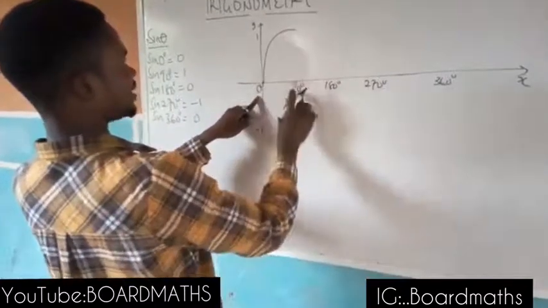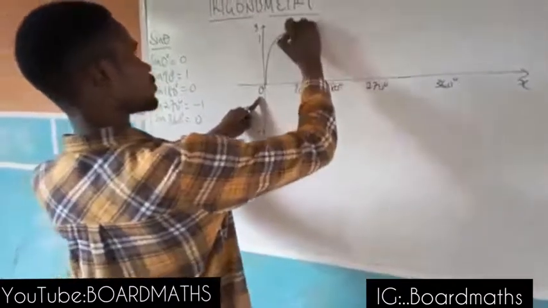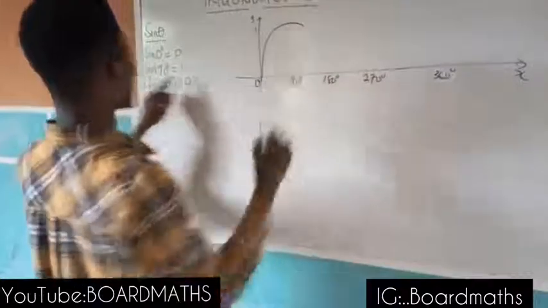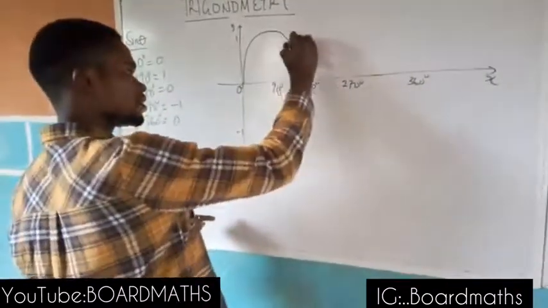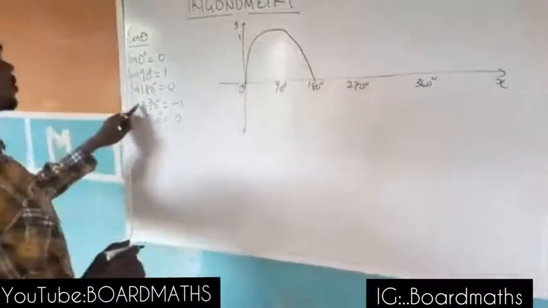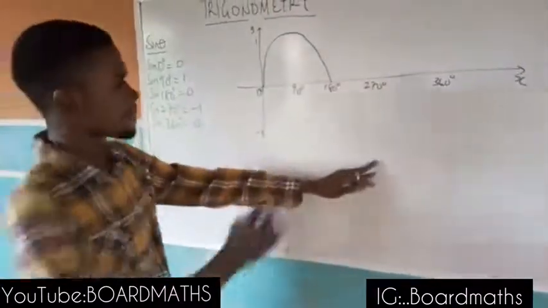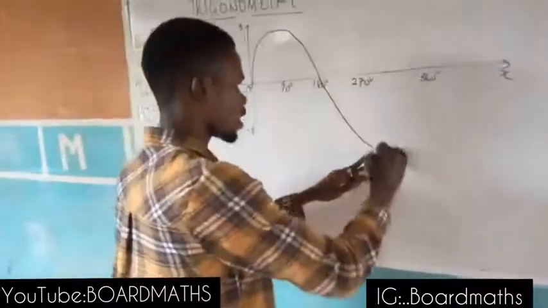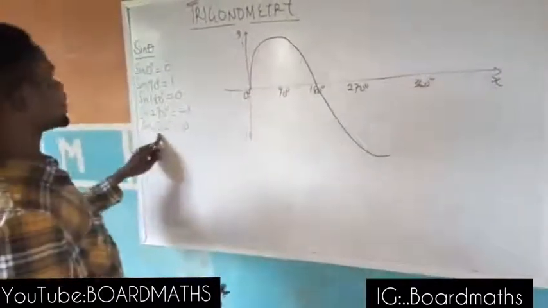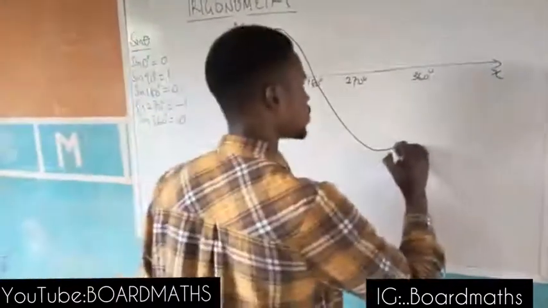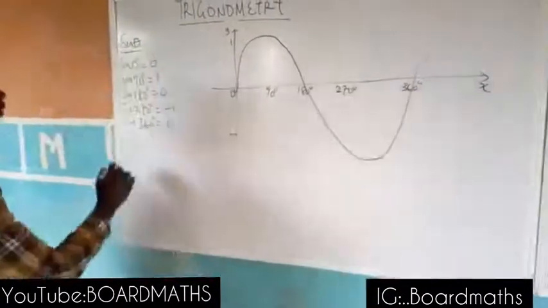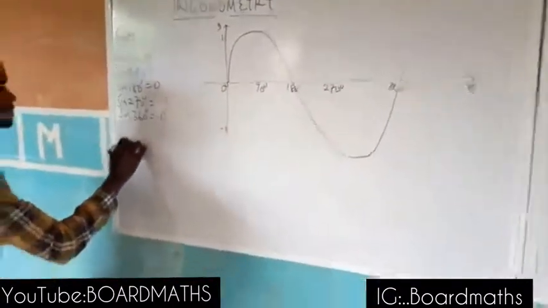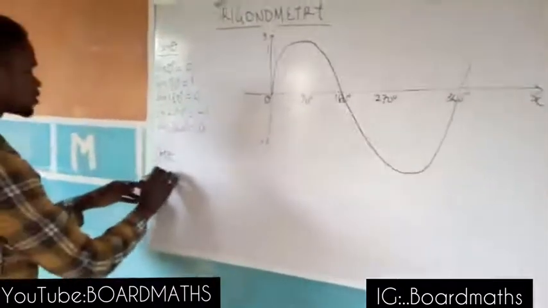Because our sine 90 degree is 1, it goes like this. And sine 180 degree is 0, here. It's coming here. And sine 270 degree is minus 1, here. And our sine 360 is 0. So this is the graph of sine theta.